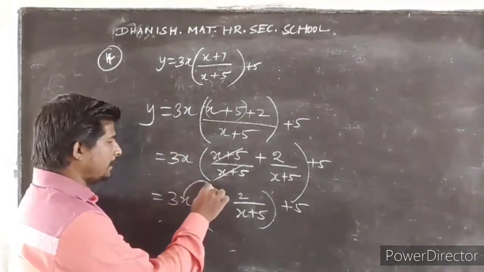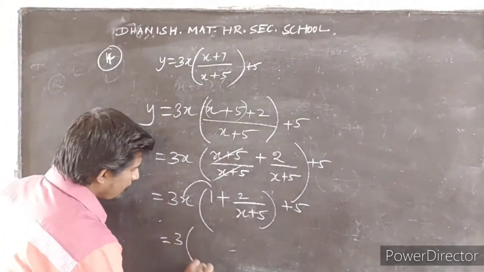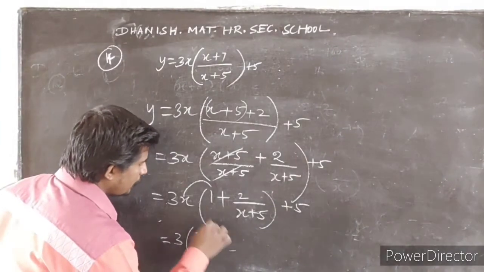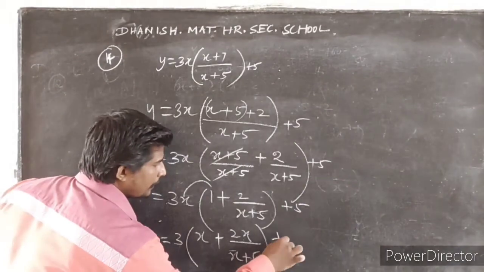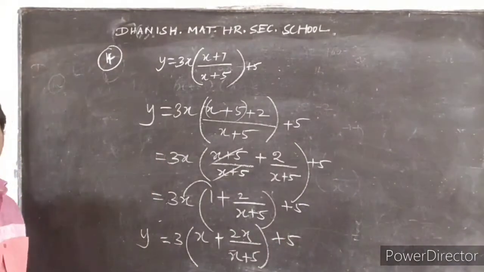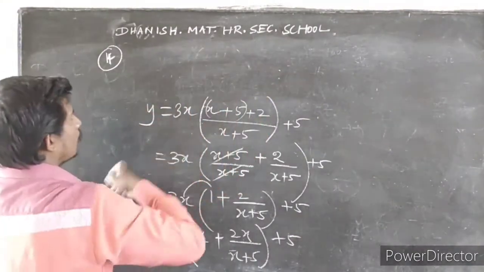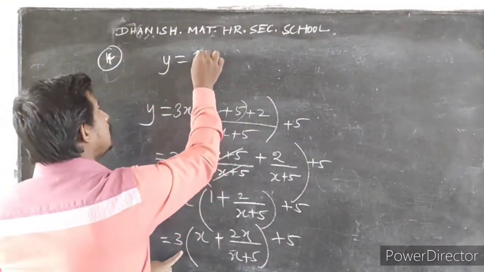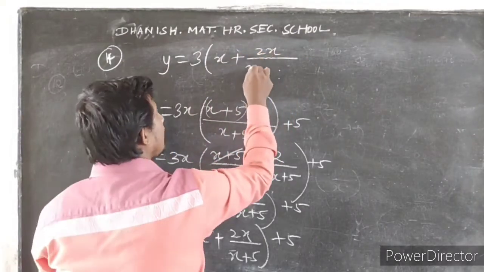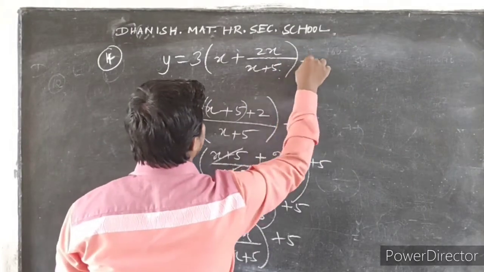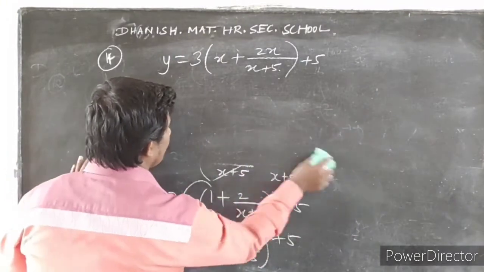Now I am going to multiply this x with the term, so 3 into x into 1 is x, plus 2 into x is 2x divided by x plus 5, plus 5. This is our y. Now I am going to differentiate the y. So what's our y? y equal to 3 into x plus 2x divided by x plus 5, plus 5.